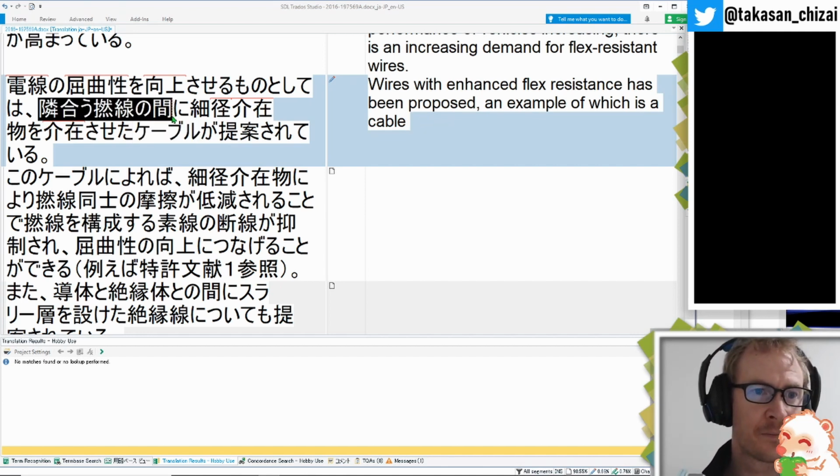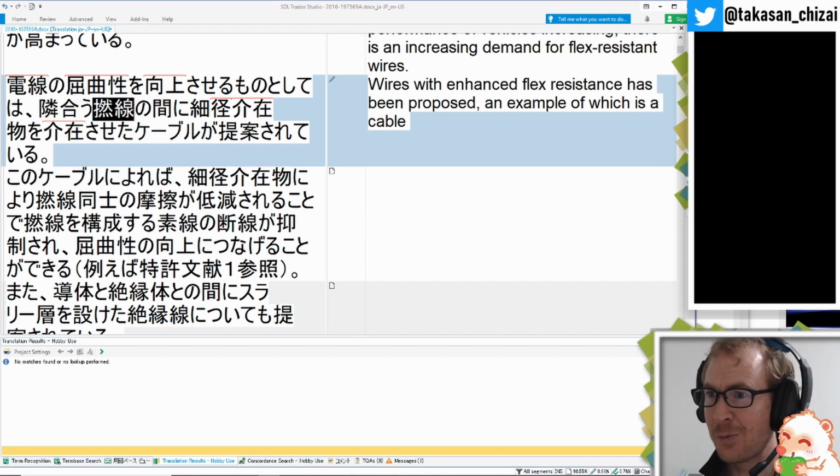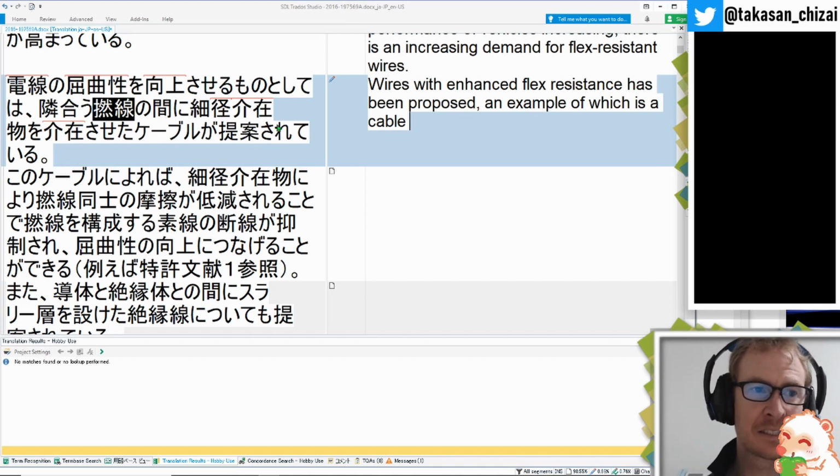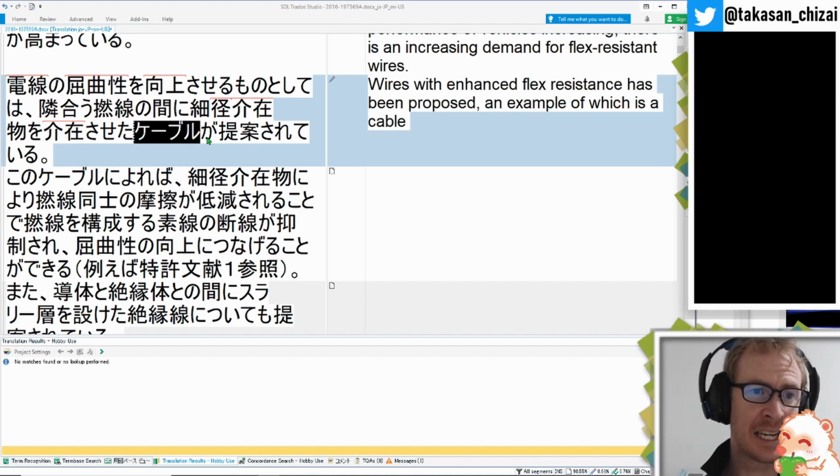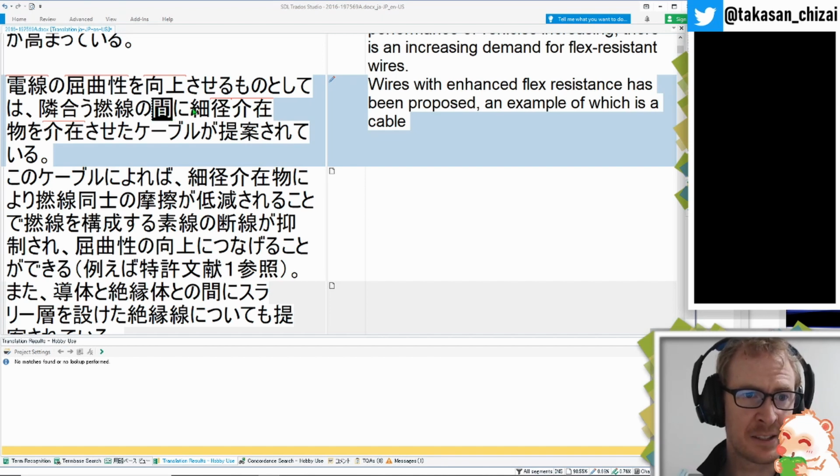The cable includes these two plurality of these wires. Now let's just do a check. What is this word? Okay, stranded wires. So stranded wires are just a group of wires here. So the parts of the cable, the components or the elements, are these stranded wires. There's lots of them. And in between the stranded wires, there's this thing.